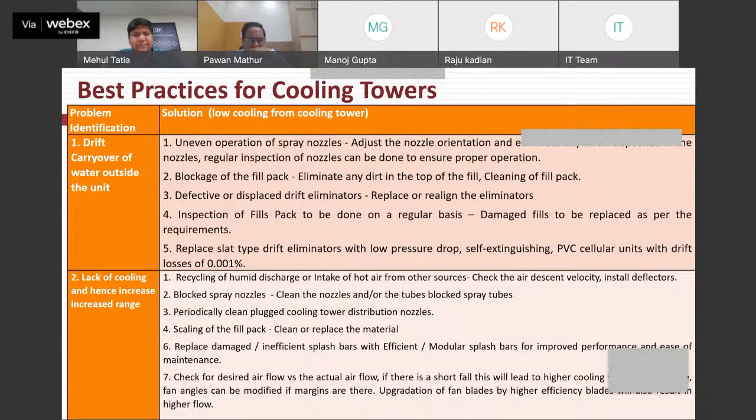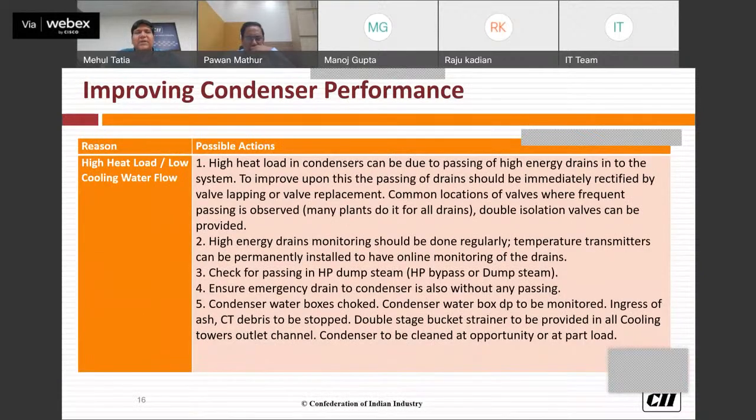And you can also check the desired airflow versus the actual airflow, whether you are meeting those requirements or not. So these are some of the ways you can actually evaluate whether your cooling towers are performing well, and if not, how you can actually improve them.